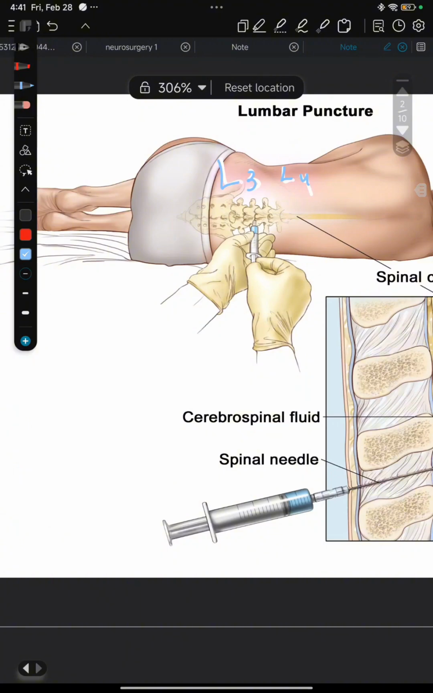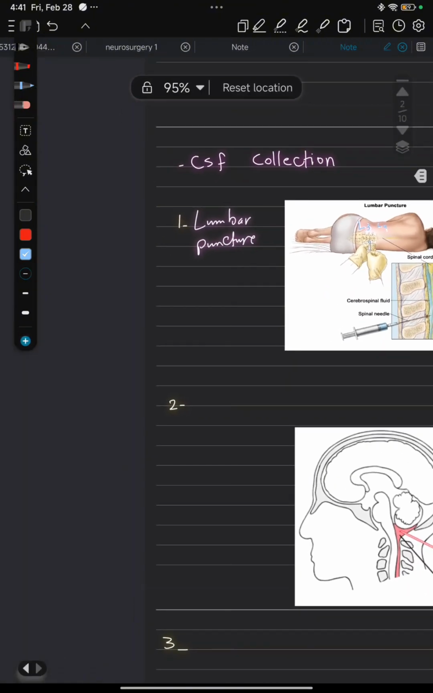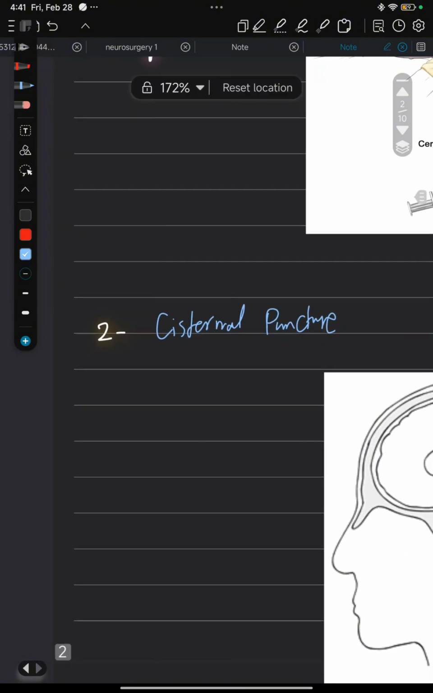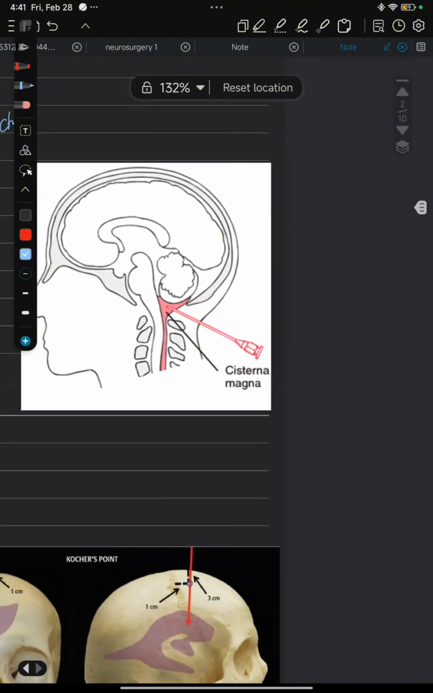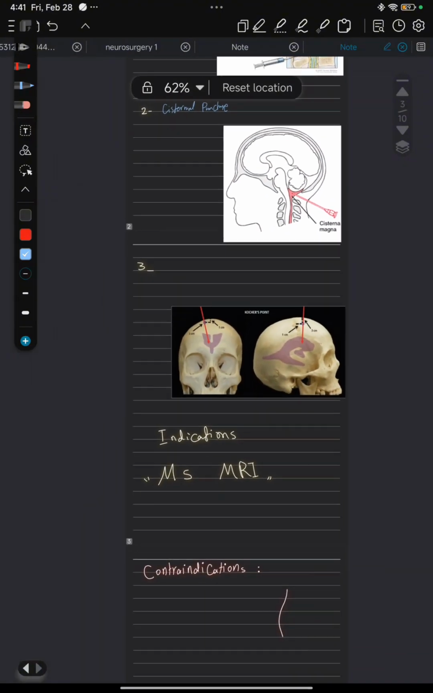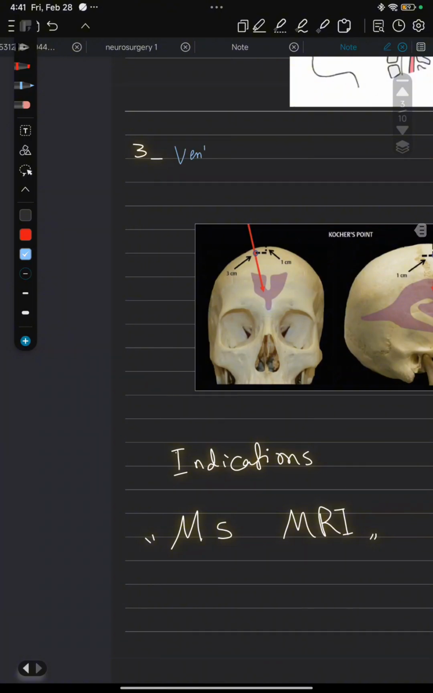The second method for CSF collection is cisternal puncture, which is less common and taken from the base of the skull, approximately below the cerebellum. The third way for CSF collection is ventricular puncture, directly from the brain's ventricle, usually in a hospital setting, because it's a sensitive location within the brain.